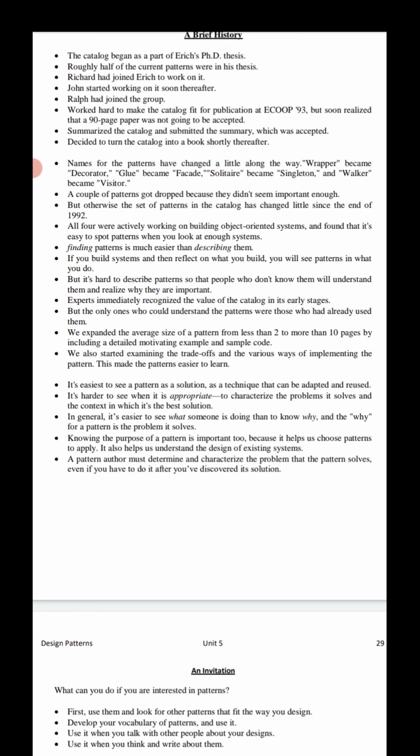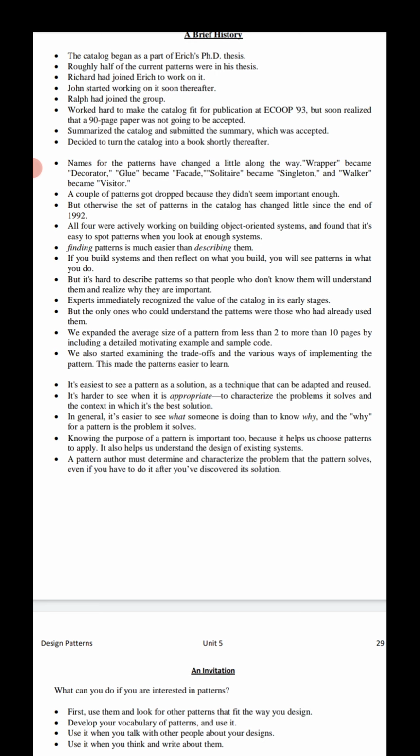Today, in the brief history, we look at the catalog of design patterns, the 23 design patterns that began as a big part of Erich Gamma's PhD thesis. He gave roughly half of the current patterns in his thesis. We have studied 23 design patterns in this brief history.